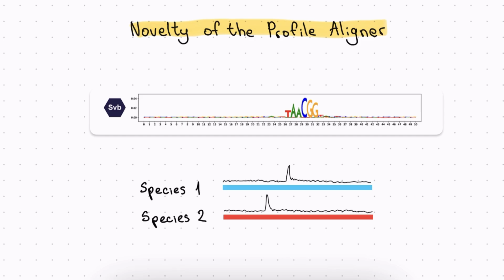Unlike the regular alignment algorithms, which take the sequence as their only input, the profile aligner also accounts for the functional importance of individual bases. But how do we define the functional importance of a base?